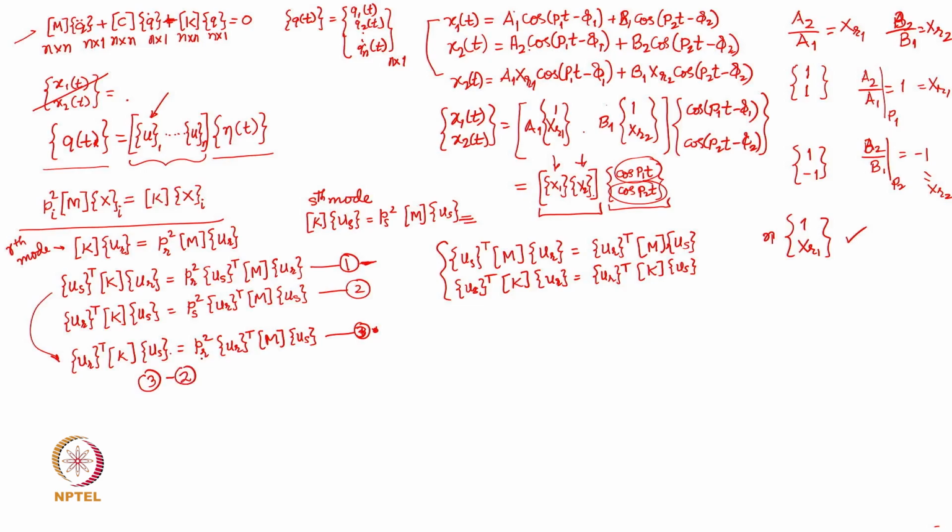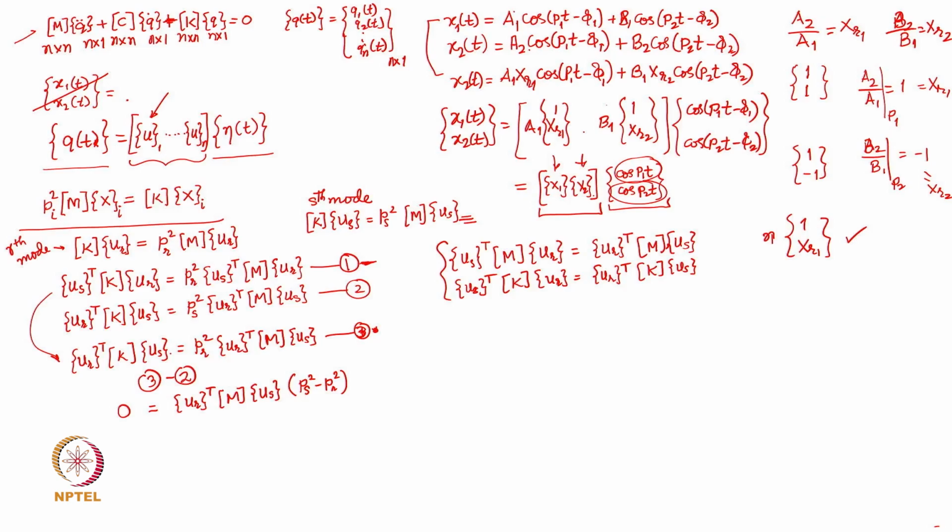If I subtract equation 3 from 1, what do I get? I get 0 on the left hand side. On the right hand side, I get UR transpose M into US, in bracket, PS square minus PR square. Okay.